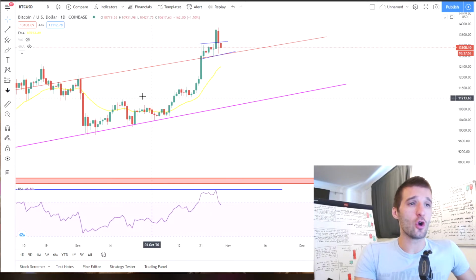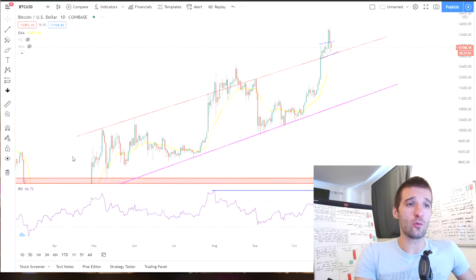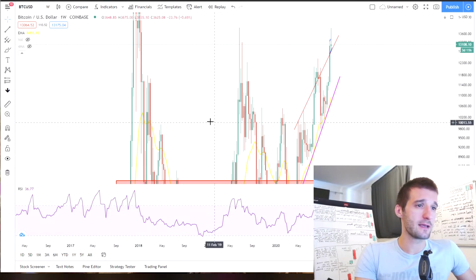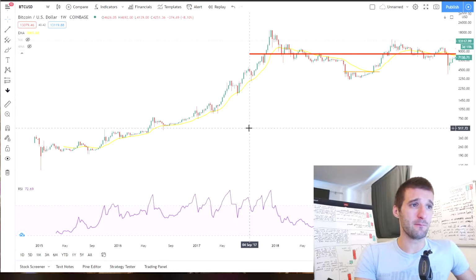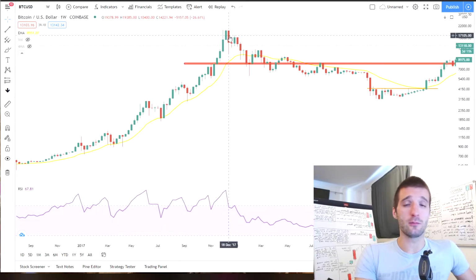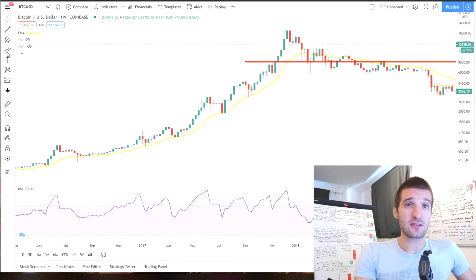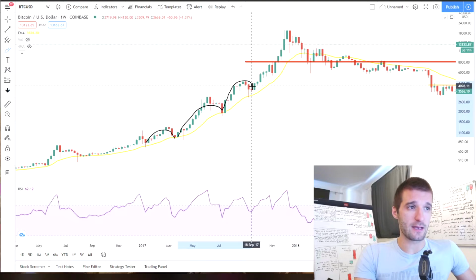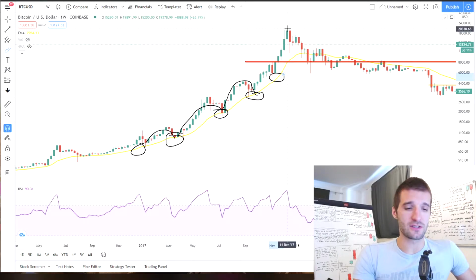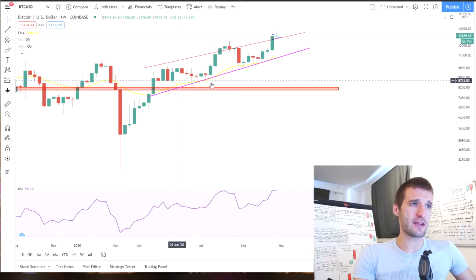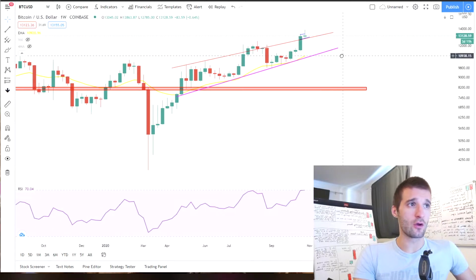So if we go on the weekly chart over here, logarithmic, and we go a little bit back, to the bull market of 2017, as you can see, whenever the Bitcoin price went to the 20 exponential moving average, we bounced back. Whenever we retested this yellow line, we bounced back until we reached $20,000.